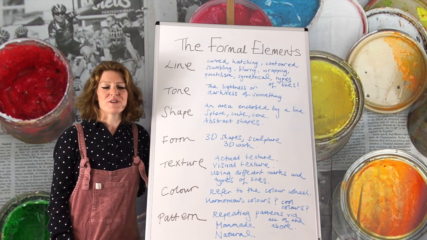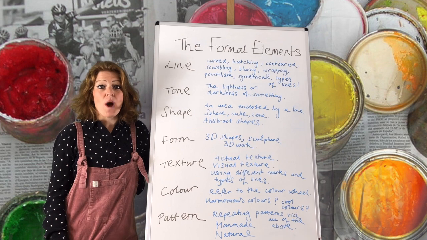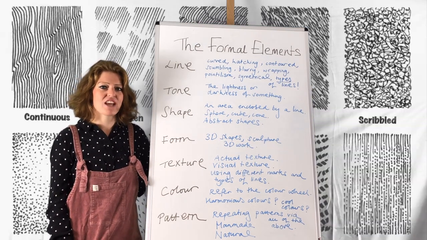What do we mean when we talk about the formal elements in art? Here are some. First one, line. What types of lines can you see and recognise in this artwork?